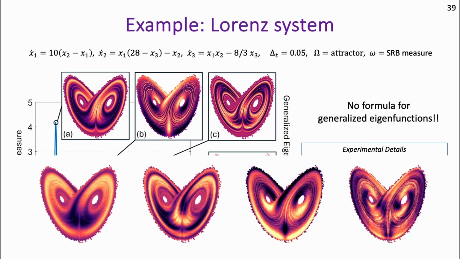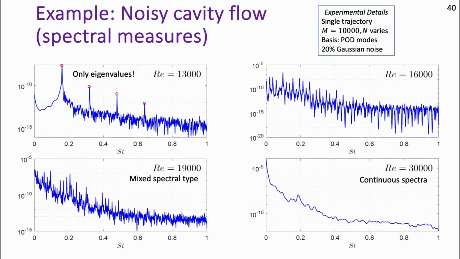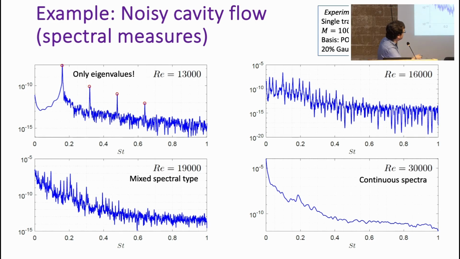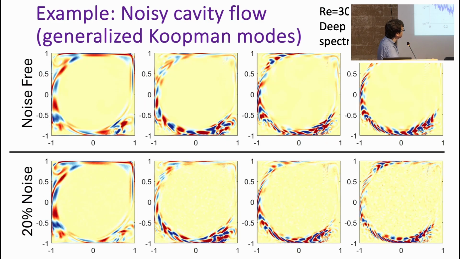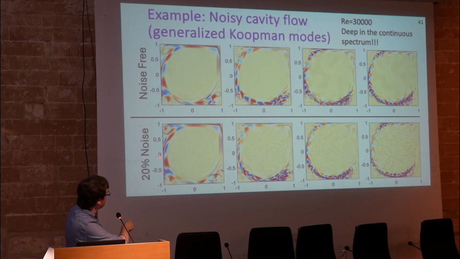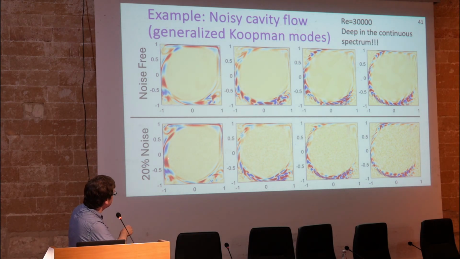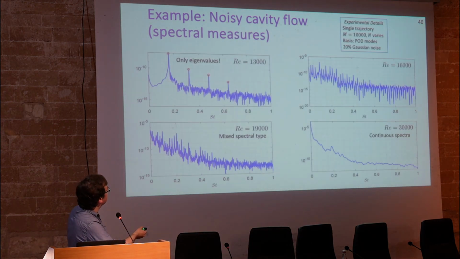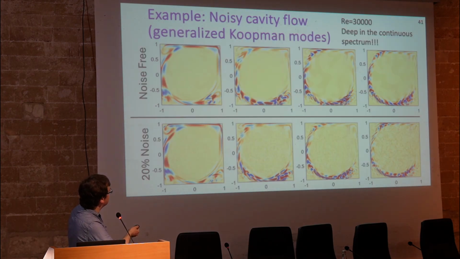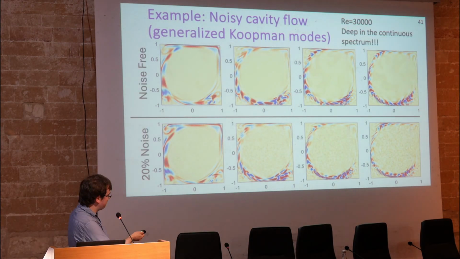Okay, you can do this for more realistic systems. So here's an example with a large state space dimension. We've added 20% Gaussian noise, so I don't really have time to go through all of these different settings, but it's cavity flow. Okay, and I'm going to focus here on the high Reynolds number regime where we have continuous spectra. So here's the noise-free approximations of the generalized Koopman modes deep in the continuous spectrum, and here's the reconstruction when we even add noise to the data. So it works well in practice. And you should compare this picture and also these pictures here. These kinds of structures have appeared before in Koopman papers as well.